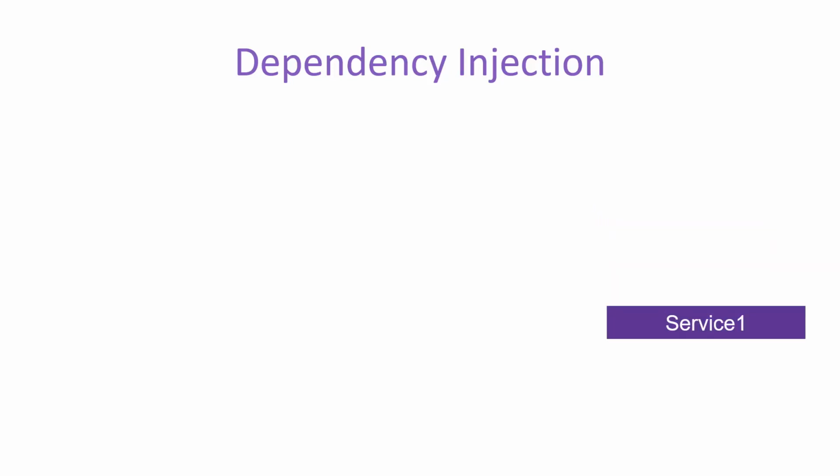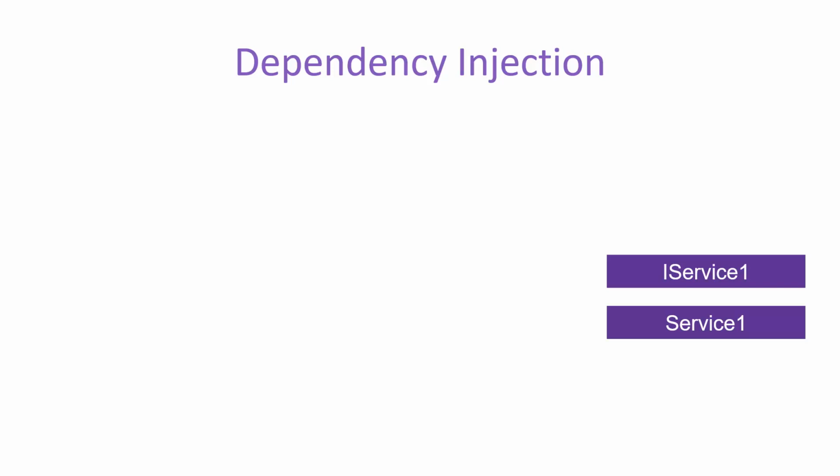Let's try to understand this example only by using one service. Suppose I have one service, and if I want to work with dependency injection, then I need to create one interface for this particular service. Suppose the interface name is IService1.